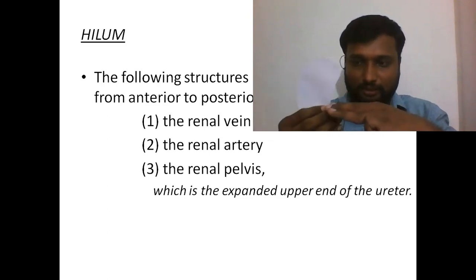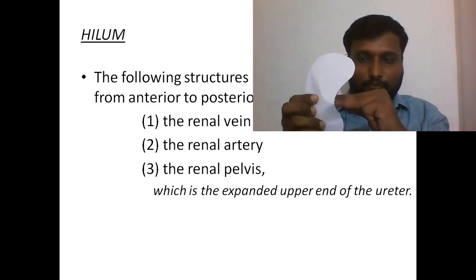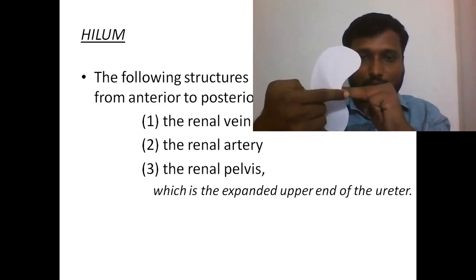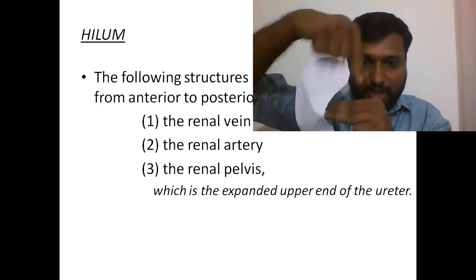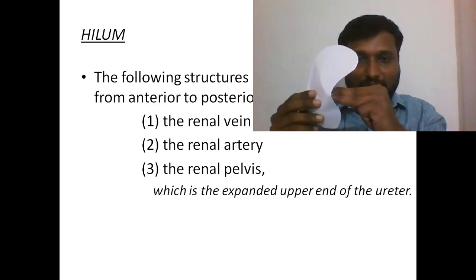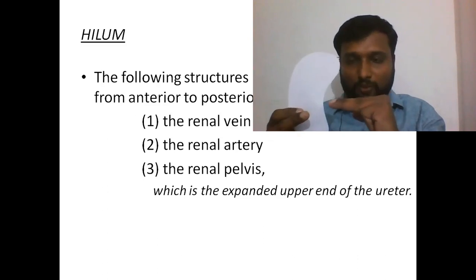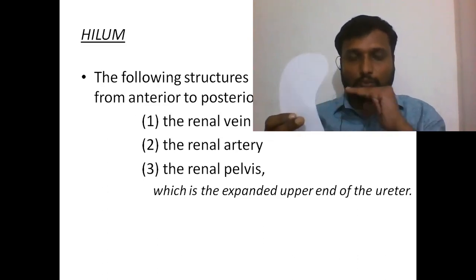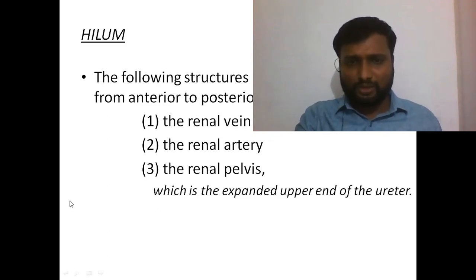So the structures are placed like this. The anterior most structure is the renal vein. Behind that, you can see the renal artery. The posterior most structure is the renal pelvis. So this is the arrangement of the structures passing through the hilum from anterior to posterior: renal vein, renal artery, then the posterior most structure, the renal pelvis. What is the renal pelvis? The renal pelvis is nothing but the upper end of the ureter.